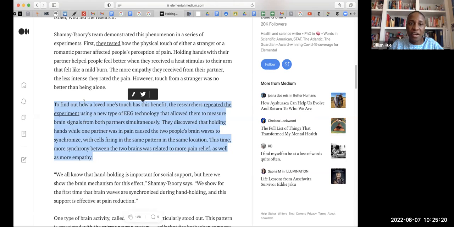So something here that I've highlighted, not translated because we just found it as we were in class, but they used new EEG technology, which you may be familiar with, and they collected information from the brains, directly from the brains of the people in the study.